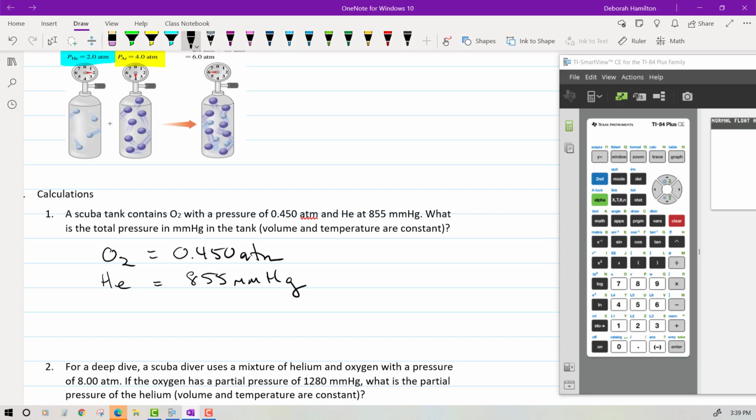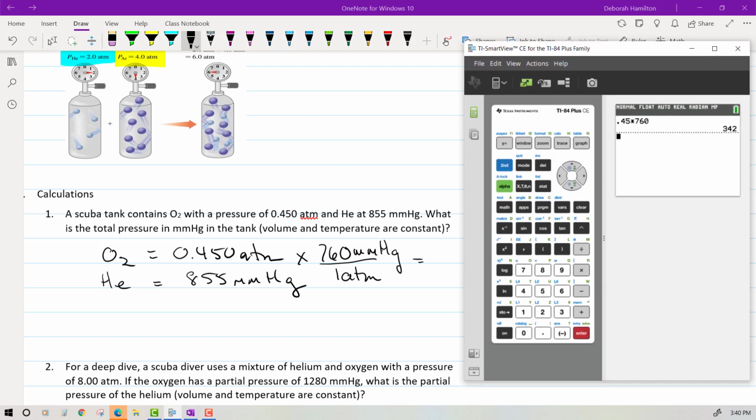If that's the case, I need to change my oxygen to millimeters of mercury. And I can do that by using that relationship, 760 over 1 atmosphere. Way back in the first video, we went through pressure units. So we do 0.450, or just 0.45, times 760 to get the pressure in millimeters of mercury. It looks like it's 342.